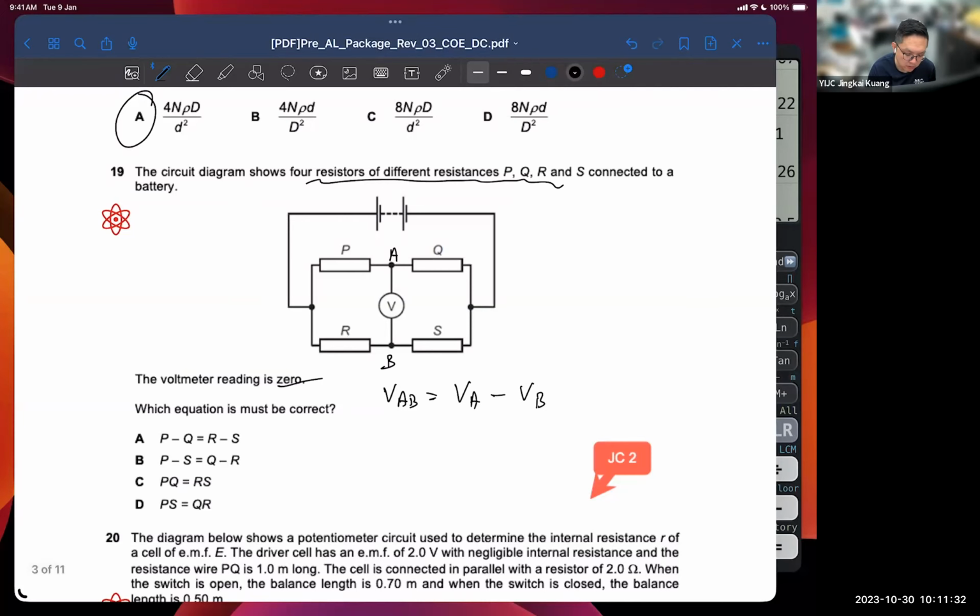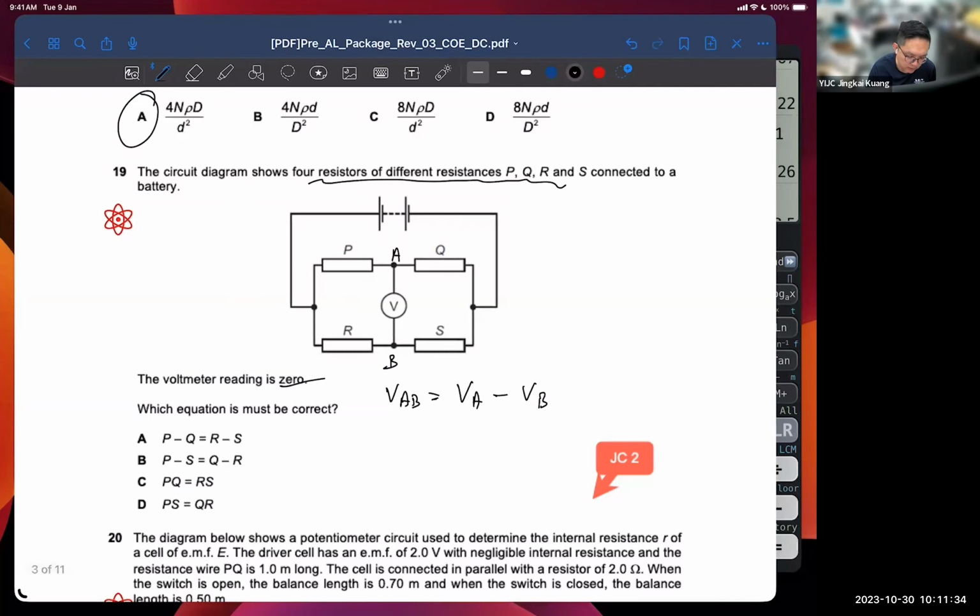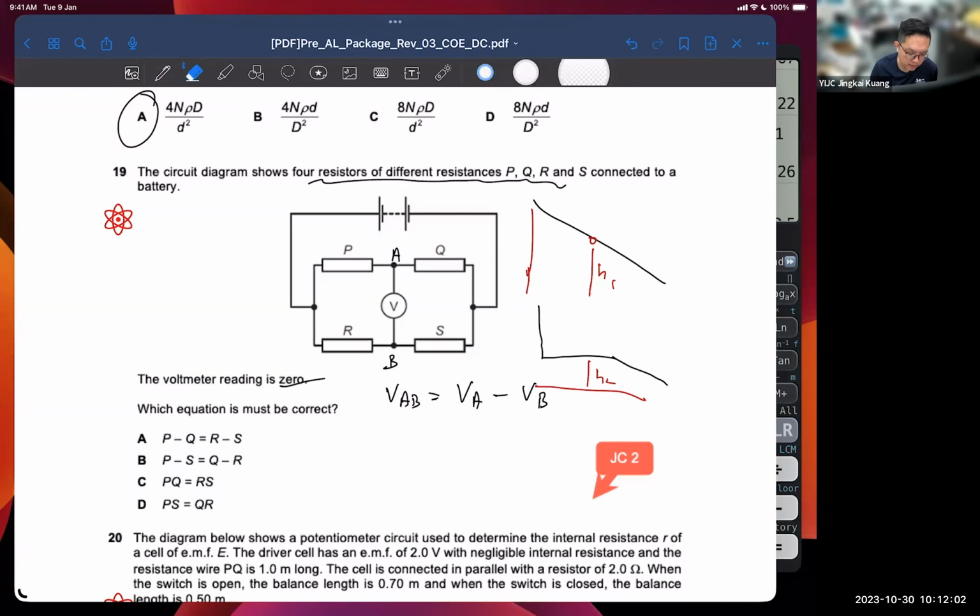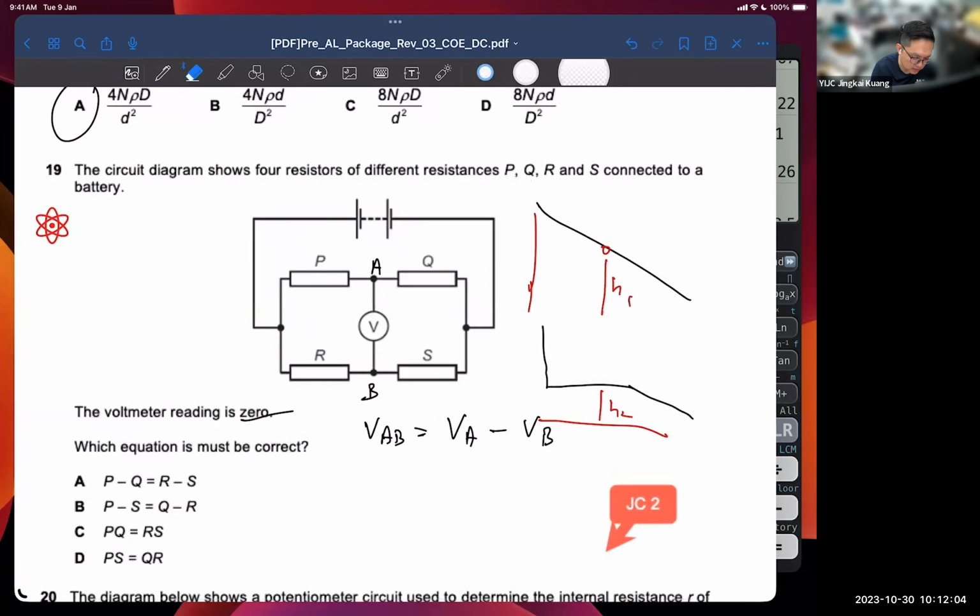So just imagine you have one slope going straight down like that, and another slope going down maybe like this. You want to find the difference in height. What is this height, H1, versus what is this height, H2? You're comparing that when you talk about potential difference. Basically, let's say this is E, this EMF is E.